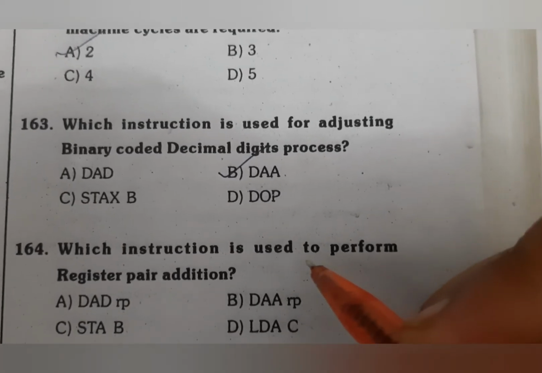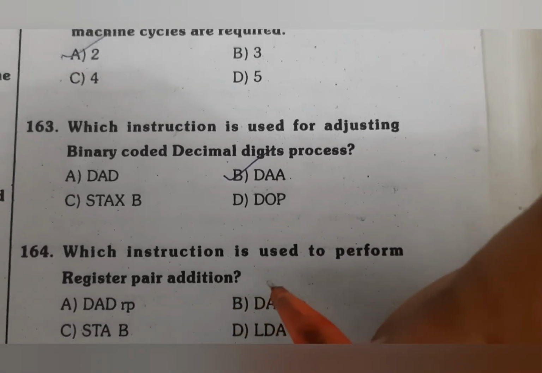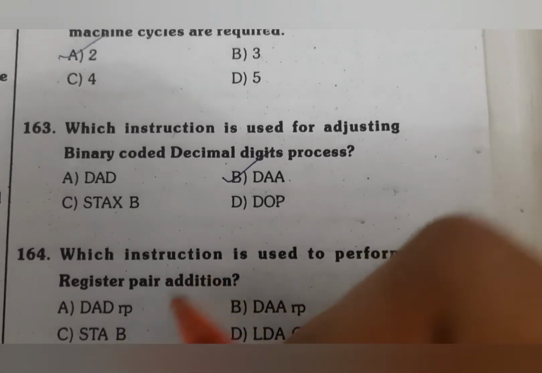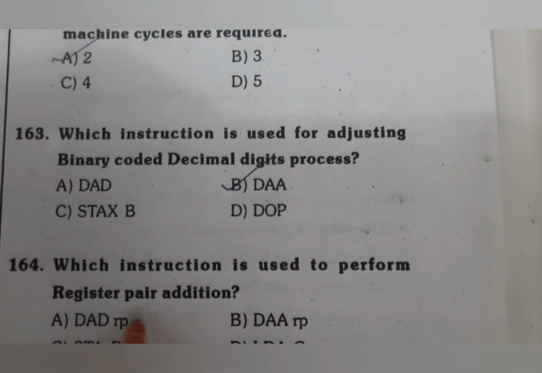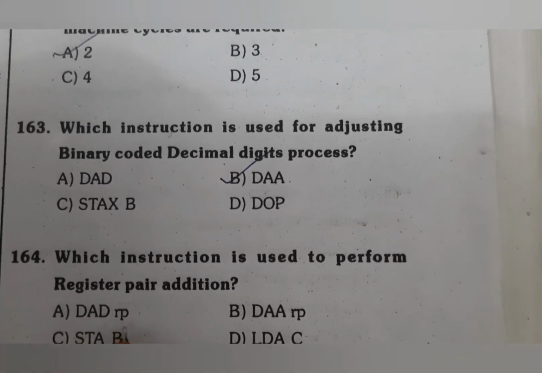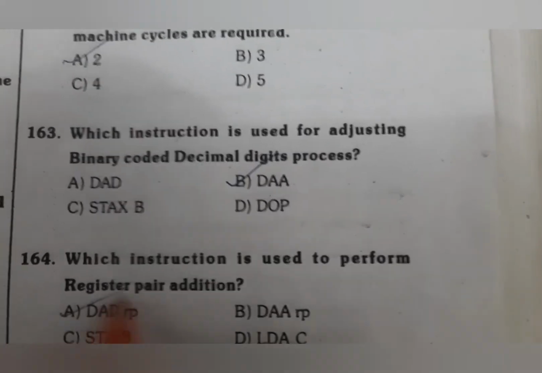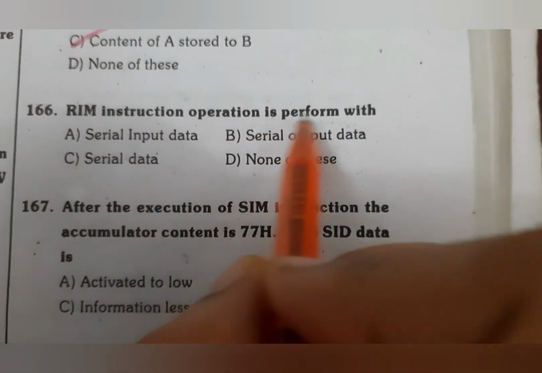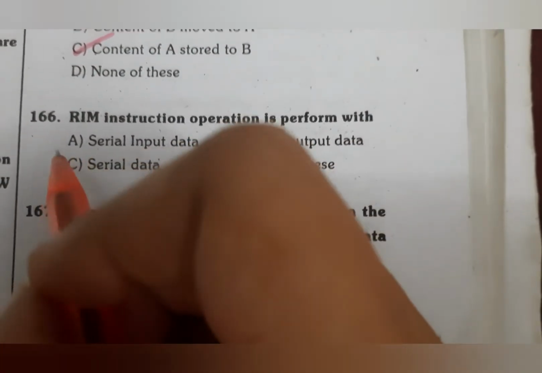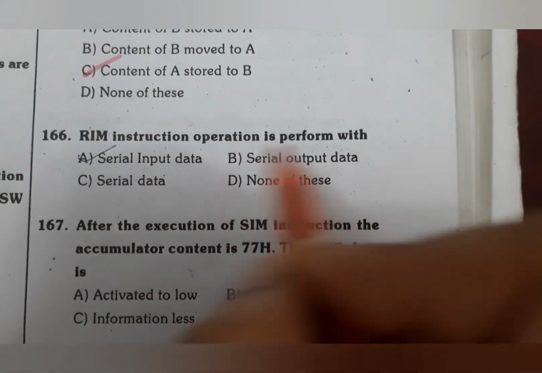Next question, which instruction is used to perform register pair addition? The instruction used for register pair addition is DAD RP. So here the answer is A. The RIM instruction operation is performed with serial input data. So here the answer is A.